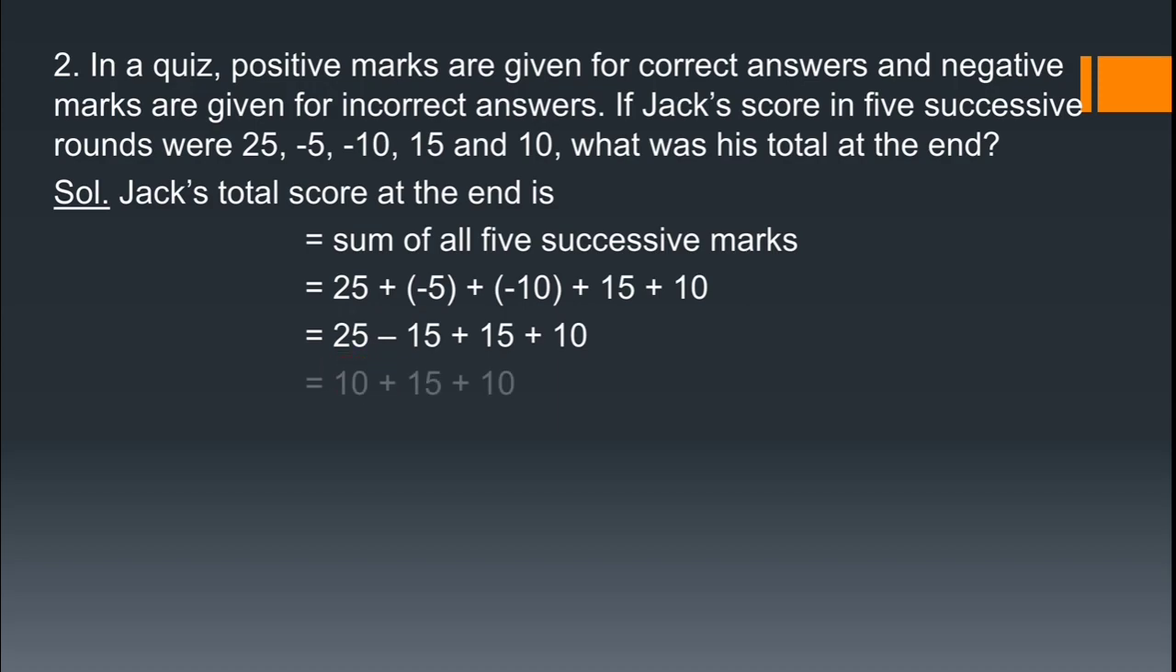Hence we can write 10 plus this 15 as it is and this 10 as it is. So it will be equal to 10 plus 15 plus 10. And after adding these integers we get 35. So we can say the total score of Jack at the end is 35.